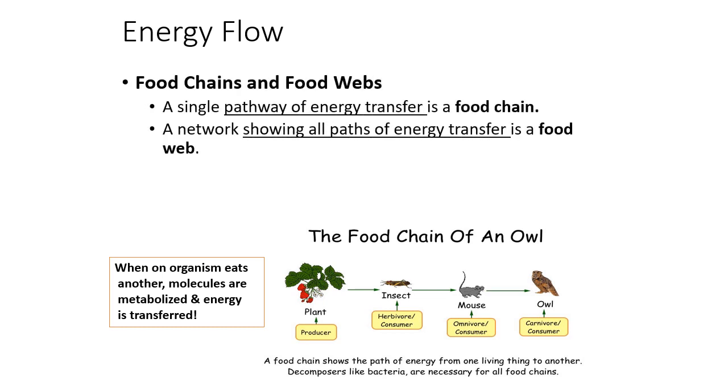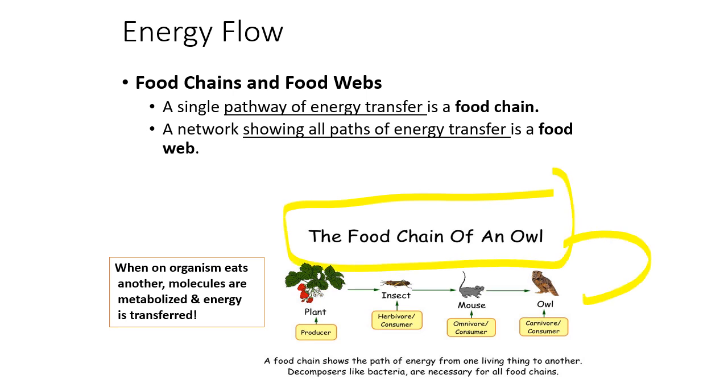So, some food chains and food webs. A food chain is a single pathway of energy transfer. So right here, this is a food chain. A food web would be showing all paths of energy transfer. When an organism eats another organism, molecules are metabolized and energy is transferred, and only 10% is moved up to the next consumer.